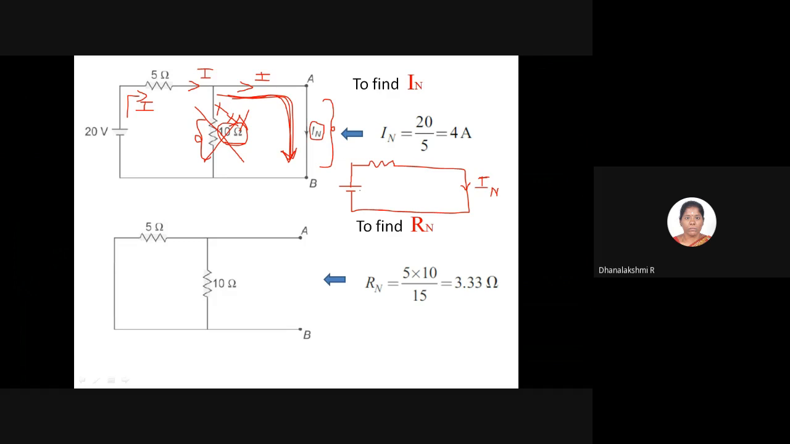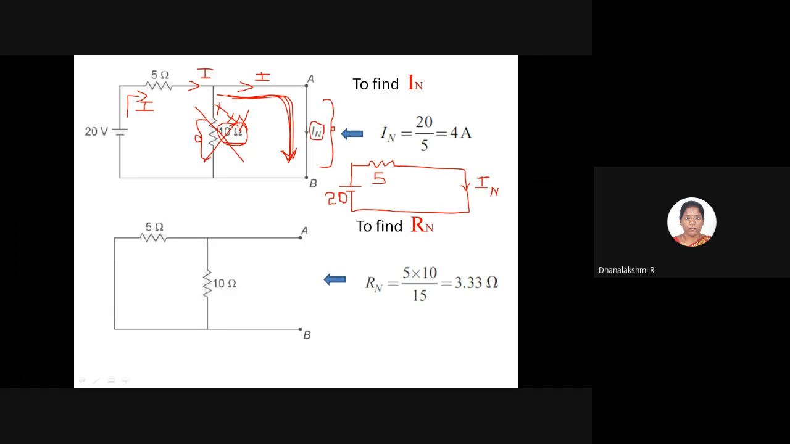So here you can see that here is my 20 volt source, and this is our 5 ohm branch. And we removed that 10 ohm because there is no current flow in the 10 ohm. And here we have the short circuit current. That is, short circuit current is our Norton's current.